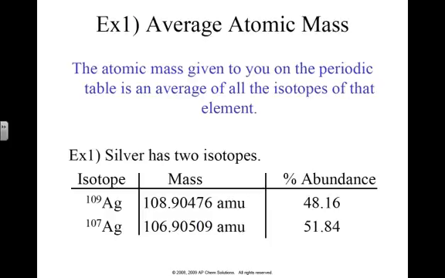The average atomic mass that's given to you on the periodic table is an average. For example, silver 109 and silver 107 is really silver 108.90476 and silver 106.90509. This one is found in nature 48% of the time. This one's found in nature 51% of the time. It's almost a 50-50 split, so I'm going to guess that the average mass is somewhere in between there, so kind of like around 108.